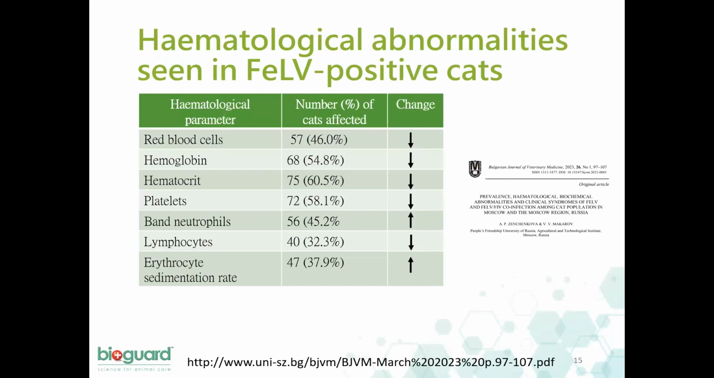So this is a study conducted in Russia. As you can see, the red blood cells are decreased, even hemoglobin and hematocrit and platelets, as well as the lymphocytes. But the band neutrophils and erythrocyte sedimentation rate are increased. So for band neutrophils, the increase of the band neutrophils suggests that FeLV positive cats experience inflammation.